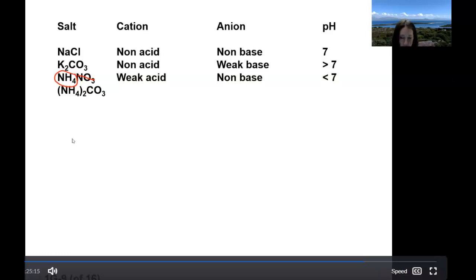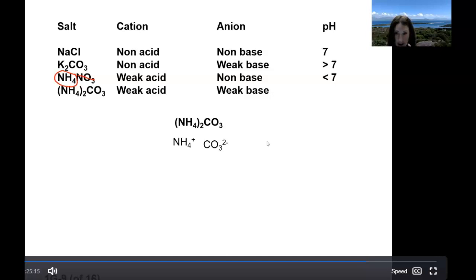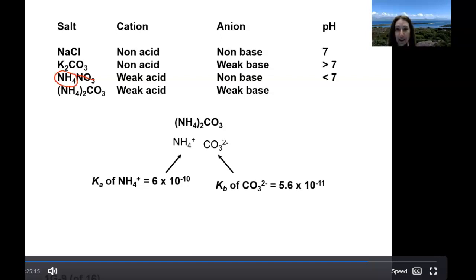Okay, so NH4 comes from NH3. We decided that's a weak acid. CO3, right, comes from HCO3. So we decided this is a weak base. So the question is, I don't know. Okay, so let's break it down. This is the one that I said was really fun. Now we need to look at which one has a bigger Ka or Kb. The Ka for NH4 is 6 times 10 to the negative 10. Super weak. The Kb for CO3 is super weak, but negative 10 is bigger than negative 11, so NH4 wins, and this will have a pH of less than 7. This will be acidic.